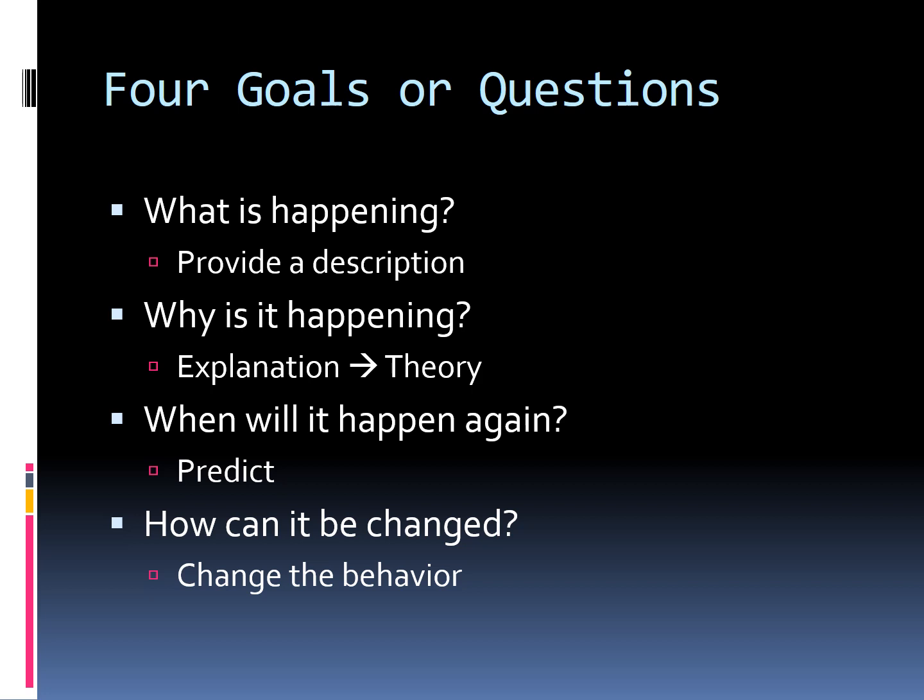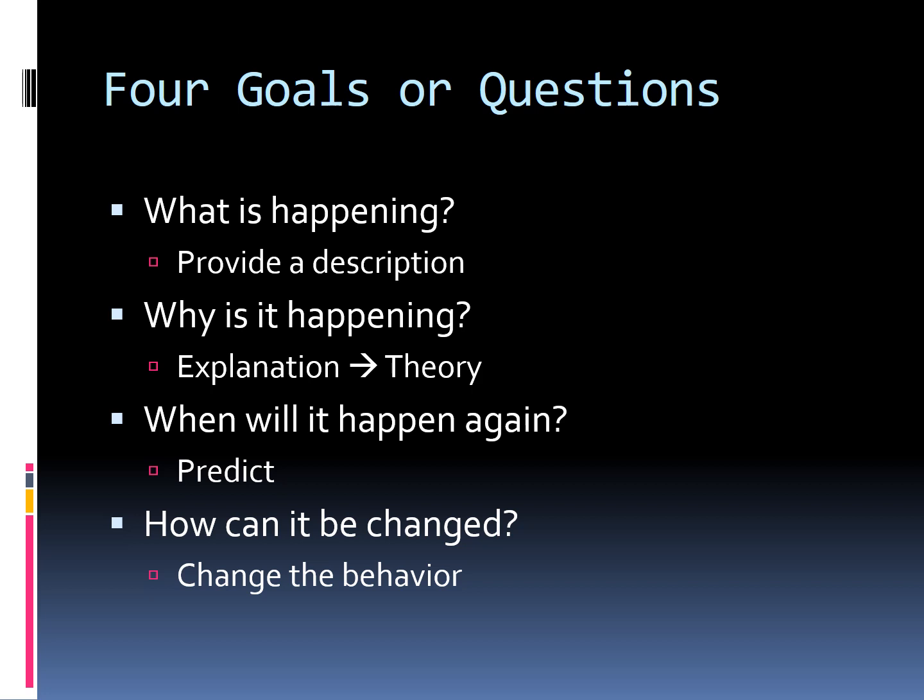When you're answering the question, what is happening, you want to try and describe your pure observation and provide some kind of description. When you answer the why question, you attempt to explain what you think is going on in order to develop your hypothesis or theory. You want to predict when it will happen again because that will strengthen your theory or your hypothesis, and then you can think about how it can be controlled or changed.